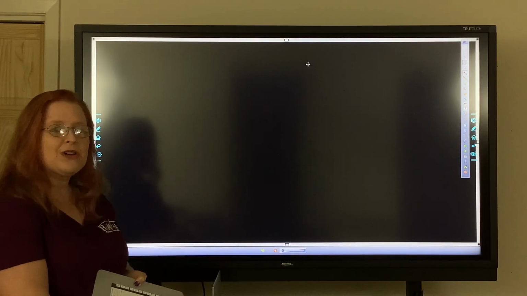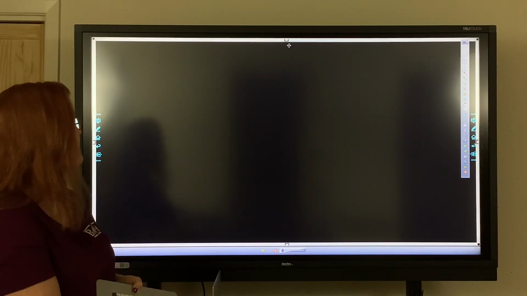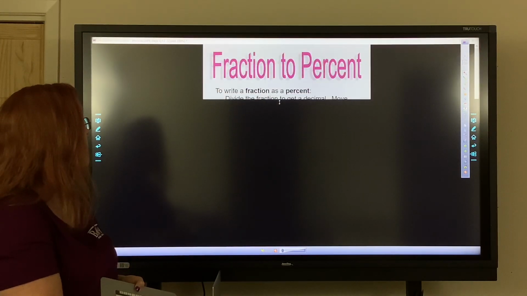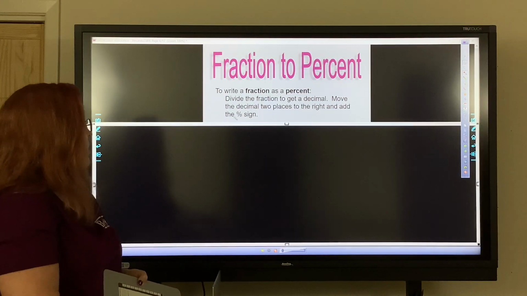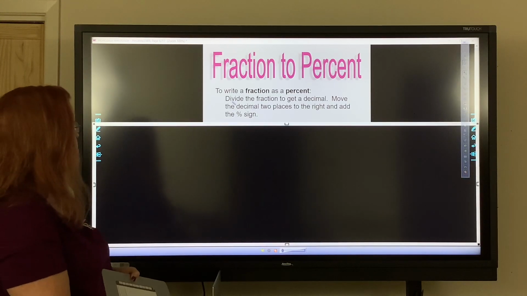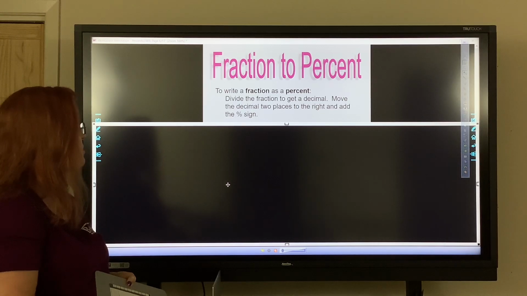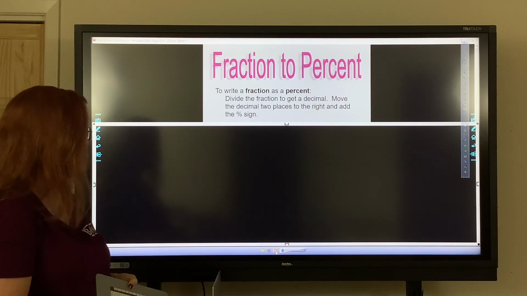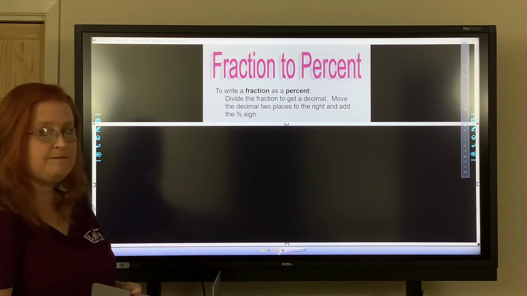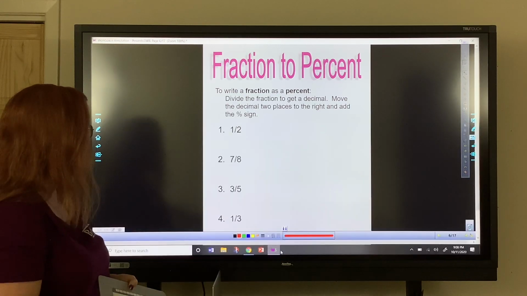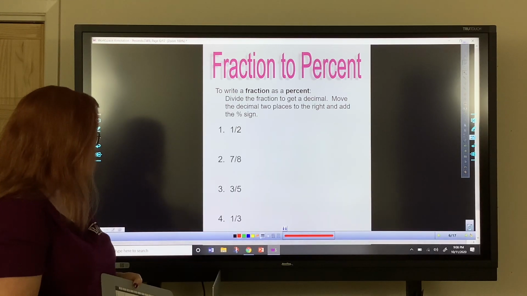All right, now we're going to convert our fractions to percents. To write a fraction as a percent, you divide the fraction to get the decimal, and then move the decimal 2 places to the right, and then add the percent sign. Okay.